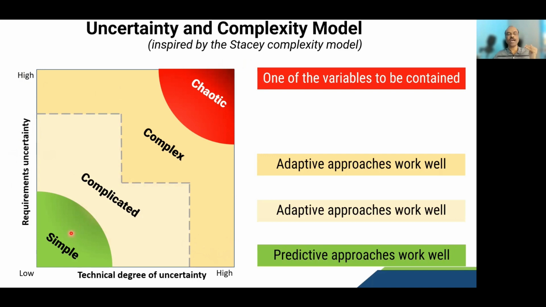So to summarize, we have four kinds of projects: simple projects, complicated projects, complex projects, and chaotic projects. The classification is based on two variables: requirements uncertainty, which is what needs to be delivered in the project, and technical degree of uncertainty, which is how to deliver the project. For simple projects, predictive approaches work well. For complicated and complex projects, you can use adaptive approaches, which may be iterative, incremental, or agile. And finally, for chaotic projects, none of the approaches might work well. So it's advisable to bring down the uncertainty to a controllable level and then go ahead with the project.